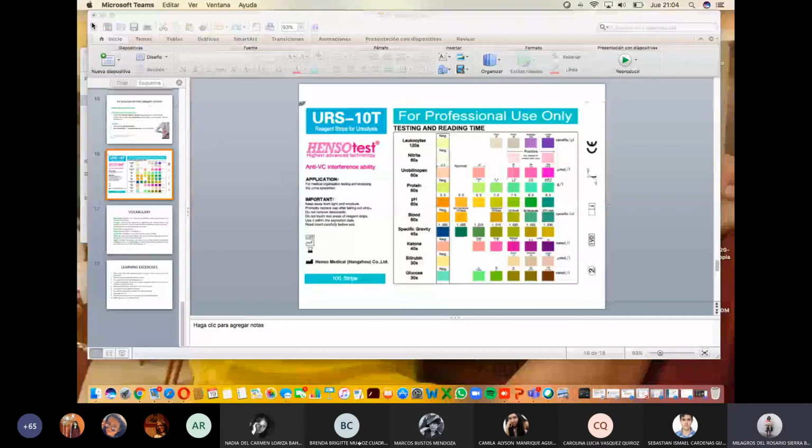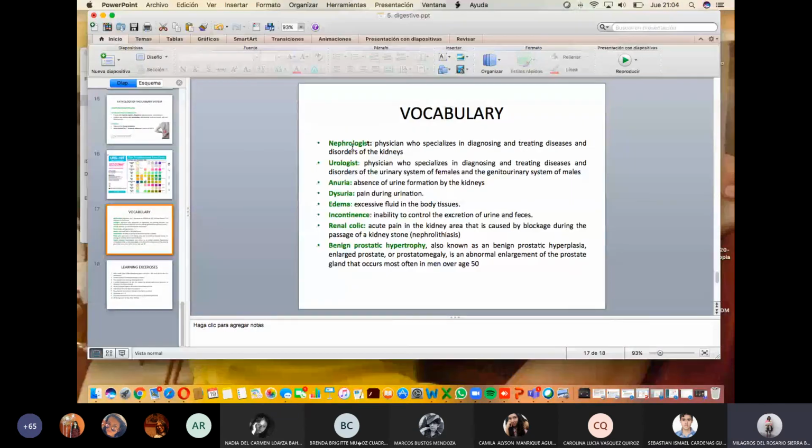Okay, that's it. And then we can talk about the physician who specializes in treating kidney disease, or the physician that specializes in the genitourinary system, that is the urologist. Then anuria, when there's absence of urine formation, oliguria, when there's a small amount of urine formation, dysuria, that is what you present when you have a UTI. It's pain or a burning sensation when you urinate.